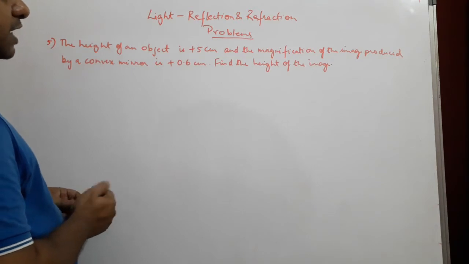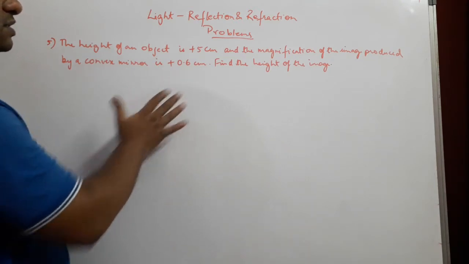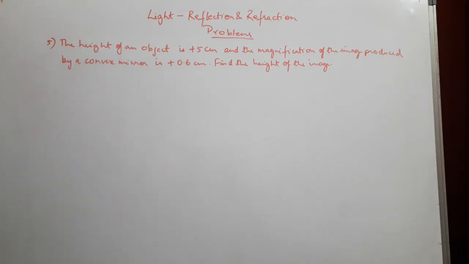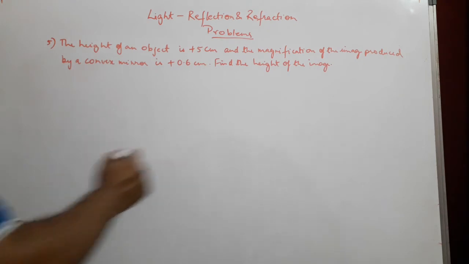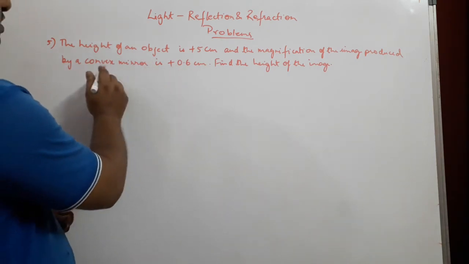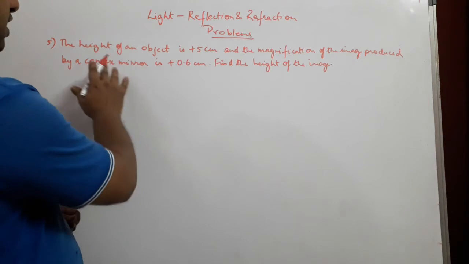That shows you that signs are very important in this particular problem. So you need to take note of that. You may have a negative sign as well in between. So we need to see over here what type of problem this is. This is a mirror problem, which means we have a convex mirror.